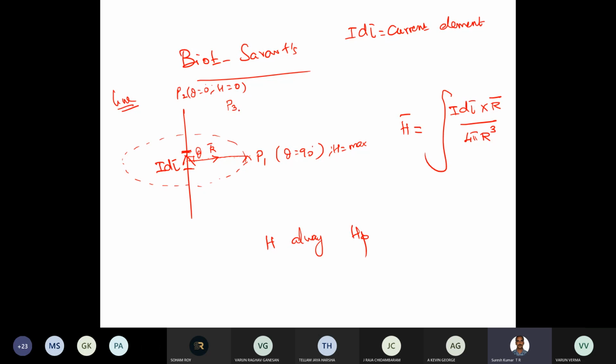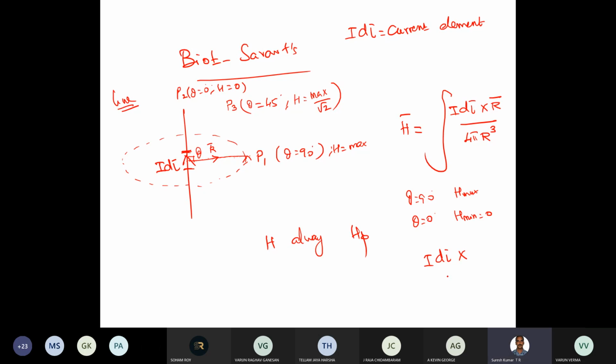What about the magnetic field at point P3? It will be neither 0 nor maximum, right? It is in between. Let us say theta equal to 45 degree. Then how much will be the magnetic field? Maximum by square root 2, right? So this way the variation will happen. You can see this is a sinusoidal variation, a sine or cosine variation. At theta equal to 90 we are getting maximum magnetic field, and at 0 degree we are getting minimum or 0 magnetic field. That's why we prefer to multiply these two.